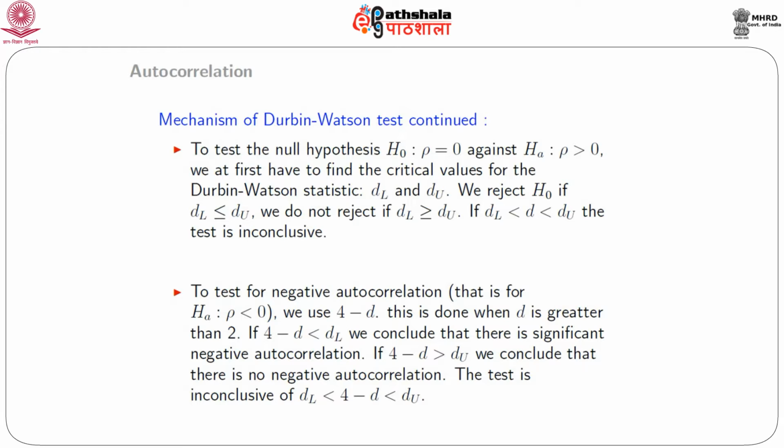To test for negative autocorrelation, that is, now our alternative hypothesis is H A such that rho is less than 0, we use 4 minus d as the test statistic in place of d. This is done when d is greater than 2. If 4 minus d is less than dl, we conclude that there is significant negative autocorrelation. If 4 minus d is greater than du, we conclude that there is no negative autocorrelation. The test is inconclusive if 4 minus d lies in between dl and du.